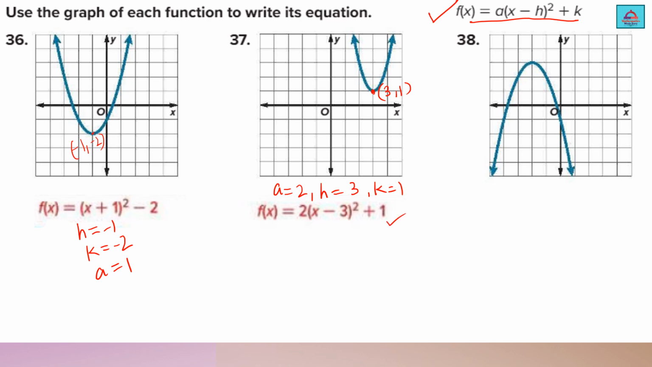Now the other one, here if you see it is a downward parabola. So the value of a is going to be negative because it will be reflected along the x-axis. So it is going down. It is not an upward parabola. So a is negative. This point, the vertex, is -2, 3. So h is negative, k is positive. So you put that value in this equation and your solution is this. So using the graph, using the vertex, using the shape, we can write the equation.